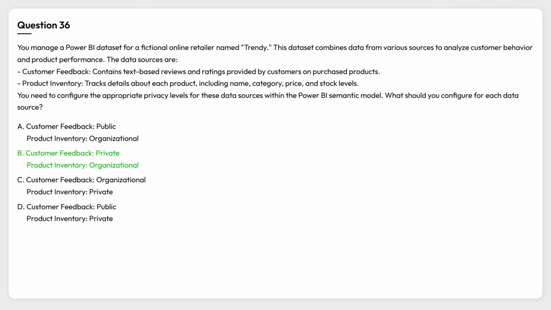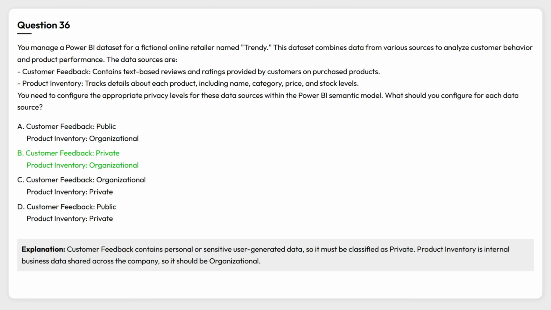The correct answer is option B, customer feedback, private. Product inventory, organizational. Customer feedback contains personal or sensitive user-generated data, so it must be classified as private. Product inventory is internal business data shared across the company, so it should be organizational.